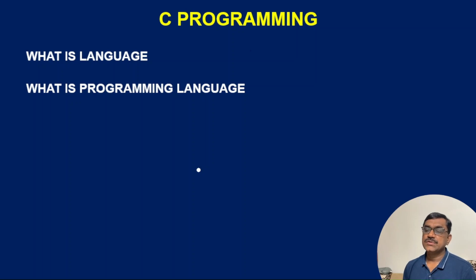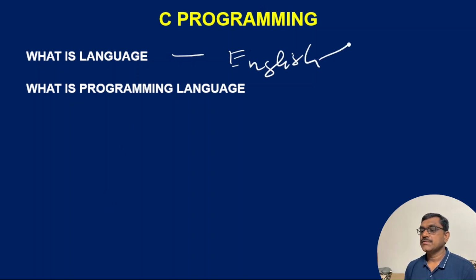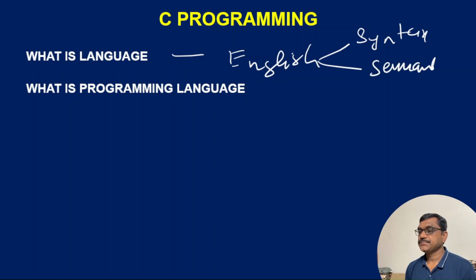First fundamental concept is what actually is a language and what is meant by a programming language. We use language for communication, or we can say it is the system of communication to interact with human beings. Any language has its own syntax and semantics. If you take the English language, it has its own syntax, and second, semantics.